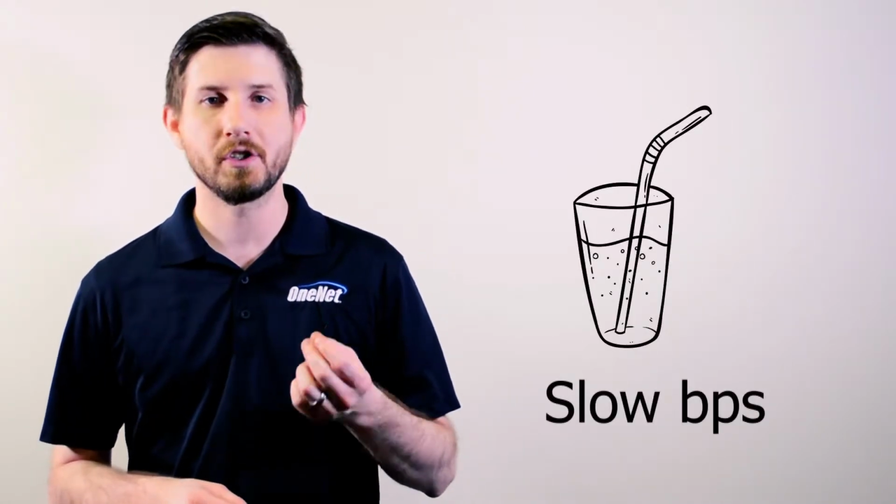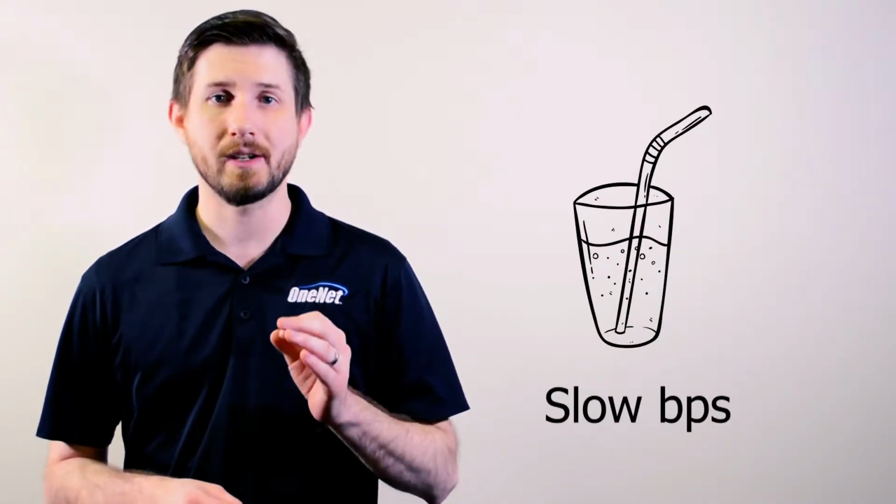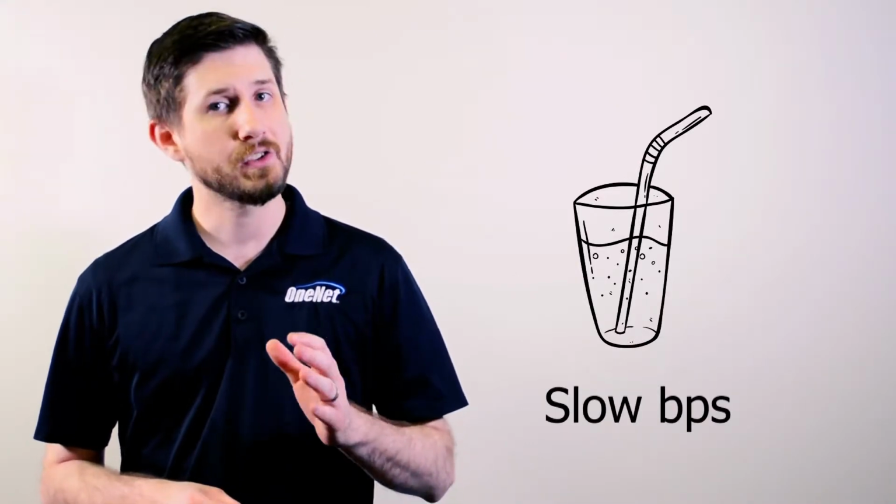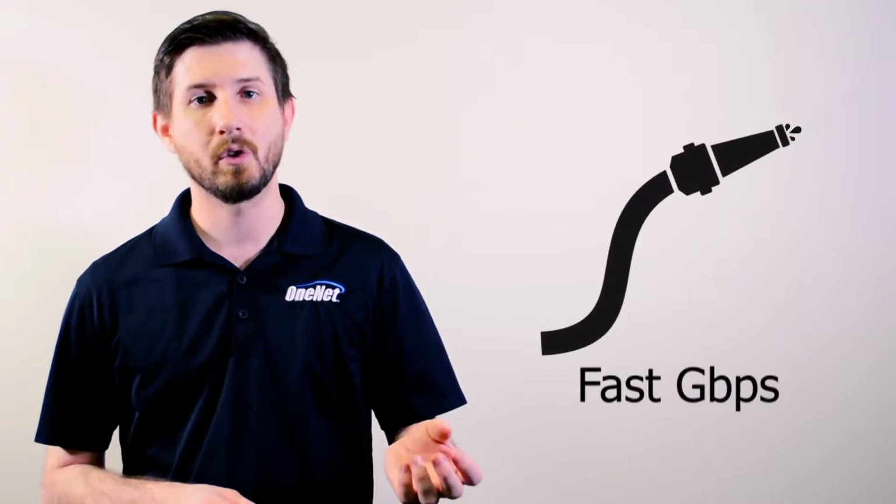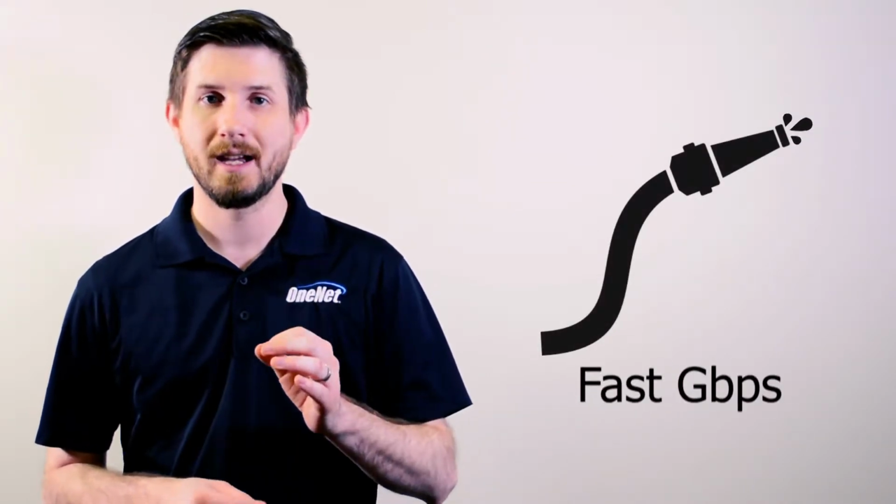So imagine water as your data. If you used a straw to get it, that would be like a very slow bits per second connection. But if you used a fire hose, that's more like a gigabit per second connection, about 1 billion times faster.